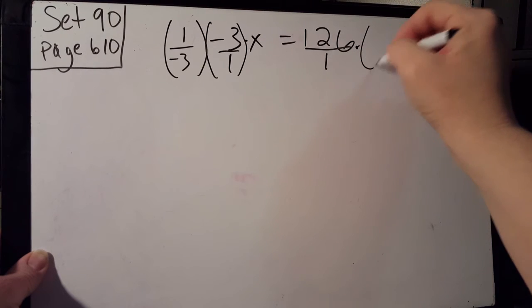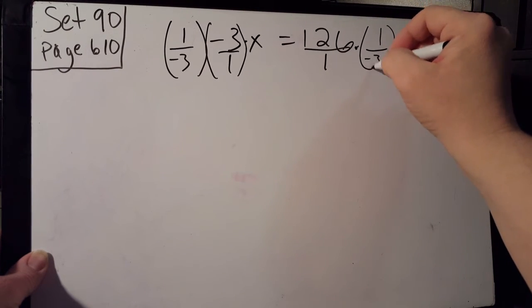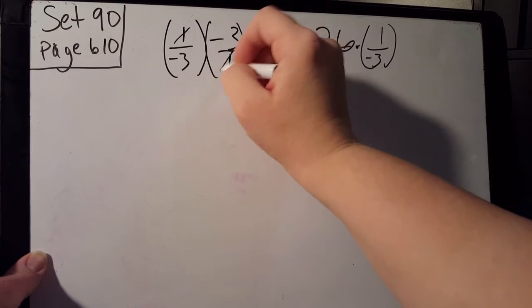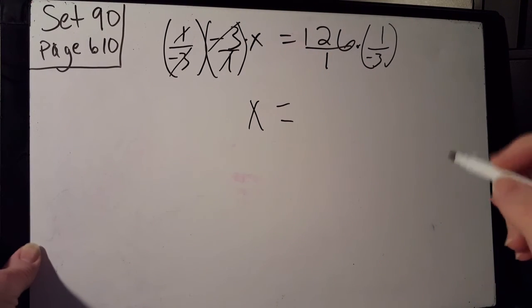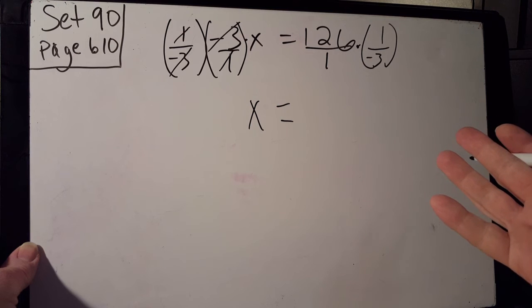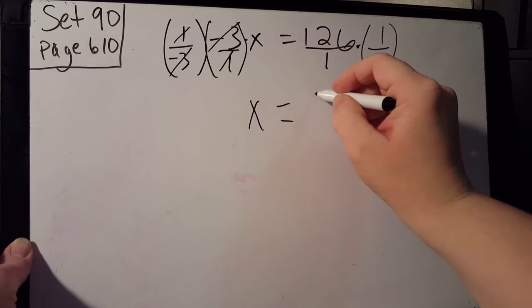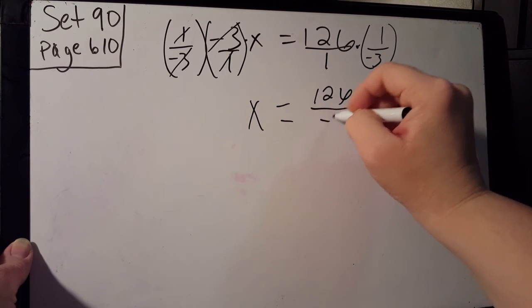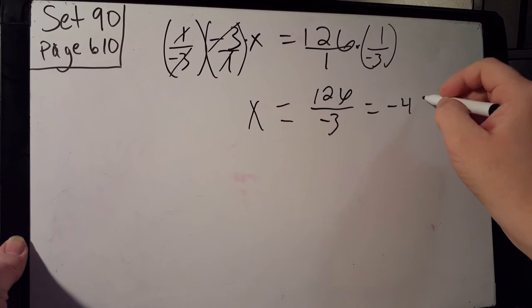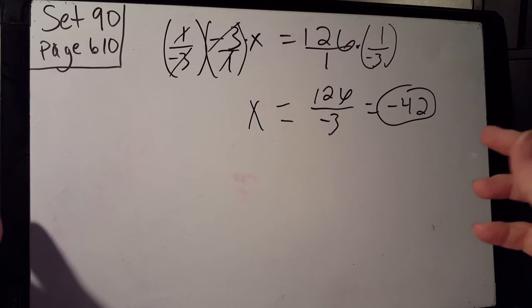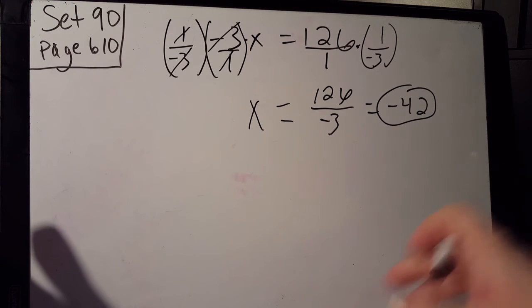Then this one, I'm also going to put 1 over negative 3 there. This all cancels out, including the negatives. We're left with x. And then on this side, we would work it out the same way. You would know that this would become 126 over negative 3. And again, you just divide it out, work it out. You get the same thing, negative 42. So either way, you get the same answer, just different ways of working that out.